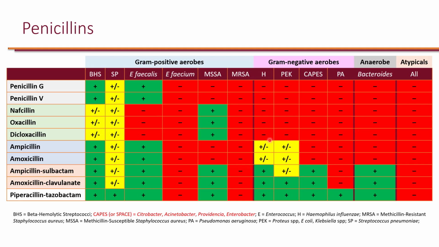Now, gram-negatives for the most part make a lot of beta-lactamases, so you will see that the majority of penicillins do not have good activity against gram-negatives until you get to the combinations with beta-lactamase inhibitors. So that's when you start to get some activity against Haemophilus as well as PEK and CAPES organisms. And the only thing that has activity against Pseudomonas in the penicillin class is piperacillin-tazobactam. For Bacteroides, because Bacteroides also make beta-lactamases, only the beta-lactamase inhibitor combinations are active against Bacteroides.